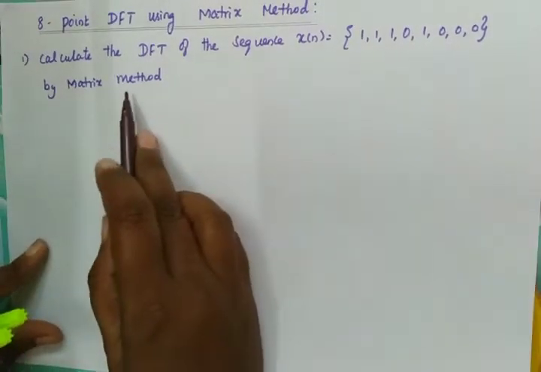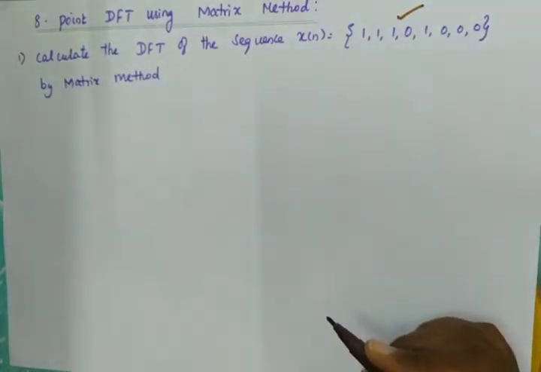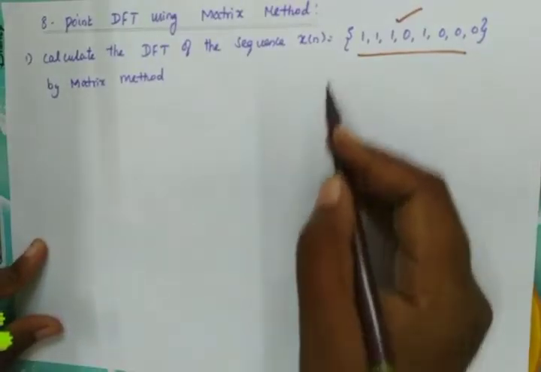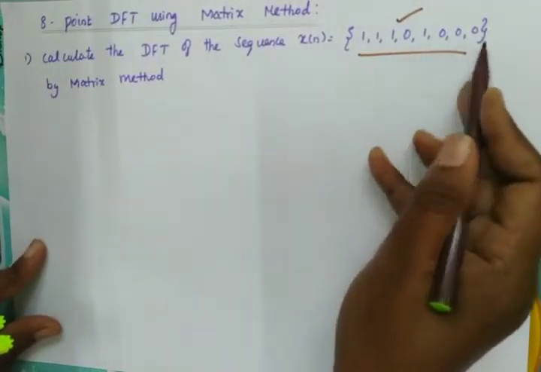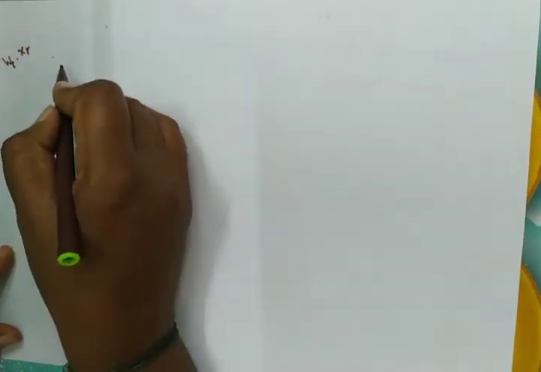Next let us move on to the problem section. Now calculate the DFT of the sequence x of n, the same sequence we have calculated for that 8-point DFT direct method. So we are using the same numbers for calculating this matrix also. So here we have 1 1 1 0 1 0 0. Now for calculating the matrix method, X8 is equal to W8 into x8. So what is the W8? We have to represent this table, so we have to write this matrix form.